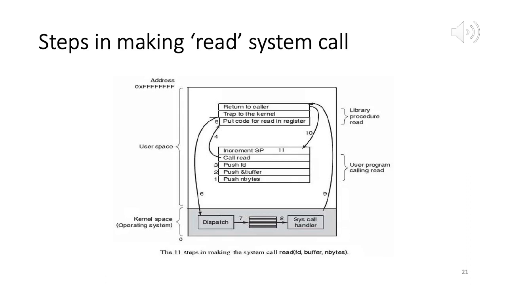This picture has been taken from Tannenbaum's book, and it shows the steps involved in making the read system call, since read is what we have been talking about all along. Here we look at how the read system call executes. You can see you have user space and kernel space, user mode and kernel mode.